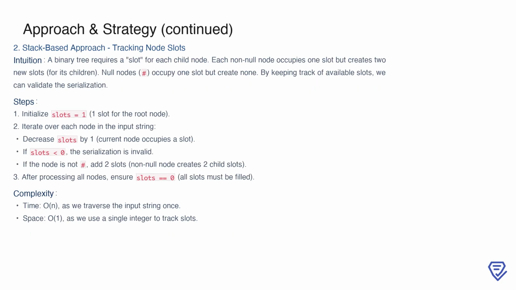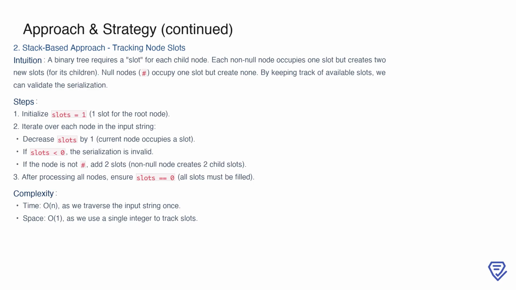An alternative and more efficient strategy is the stack-based approach, which revolves around the concept of tracking available slots for nodes. Here's the intuition. In a binary tree, each node occupies 1 slot, but non-null nodes also create 2 new slots for their children, while null nodes consume a slot without creating any. By keeping track of these slots, we can validate the serialization dynamically.